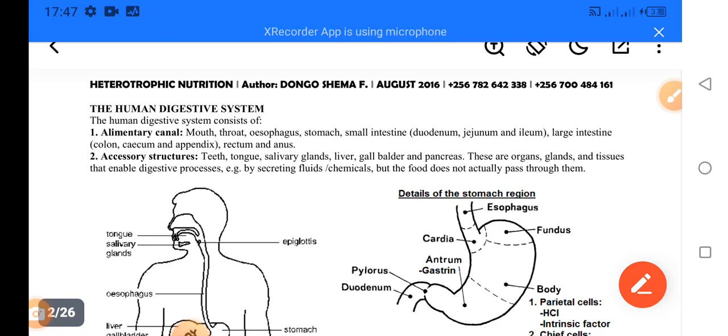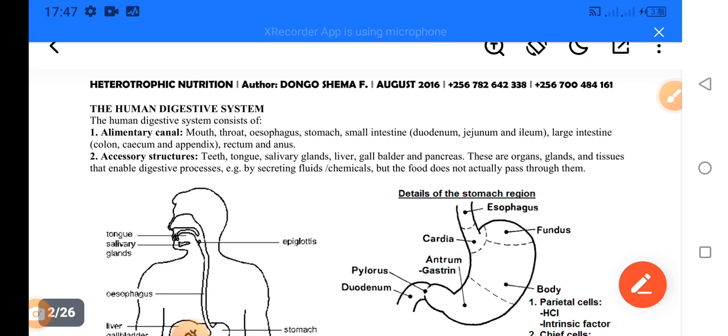And actually today we are going to continue with the heterotrophic nutrition, where we say that this is the type of nutrition where organisms manufacture their own food. So today we are going to look at the human digestive system. I hope you've been looking at these systems since primary.